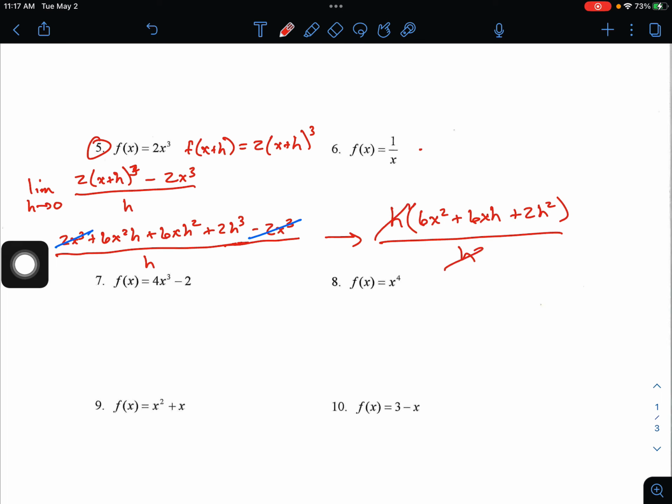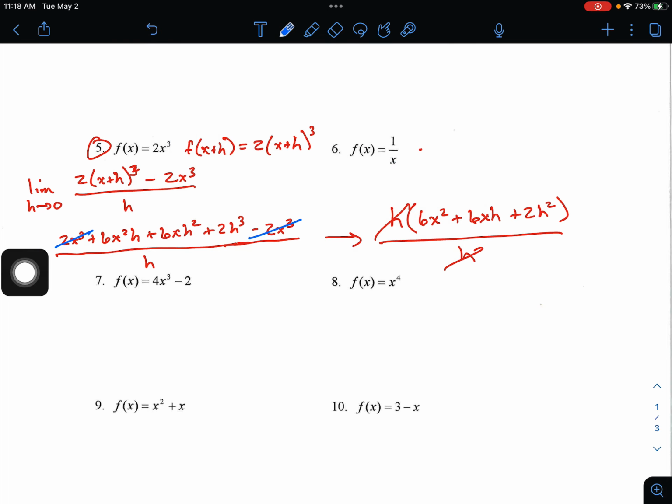Those cancel out. And remember, we're trying to find the limit as h approaches 0. Once those factors cancel, now h actually can approach 0. We don't have to worry about having 0 over 0. We don't get that indeterminate form anymore. So now with what's left, I can plug in 0 for h and see what I get for an answer.